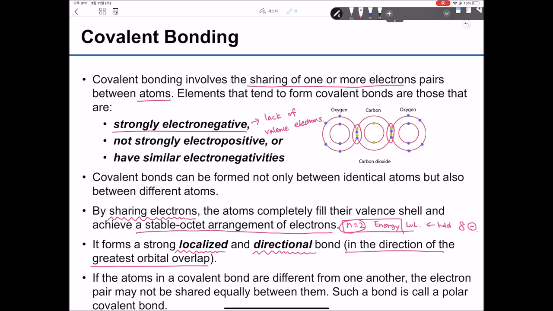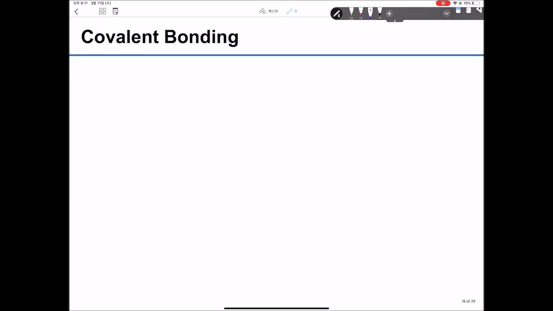If the atoms in a covalent bond are different from one another, the electron pair may not be shared equally between them. Such a bond is called a polar covalent bond. So what it means is, if the atoms in a covalent bond are different from one another, it is something like H2O, right? It is not O2, or H2, it is H2O. So it's a mixture of two different atoms. Then maybe hydrogen is giving just one electron while oxygen gets two electrons from two different hydrogens, right? Maybe I'll just draw this and give you a better explanation.